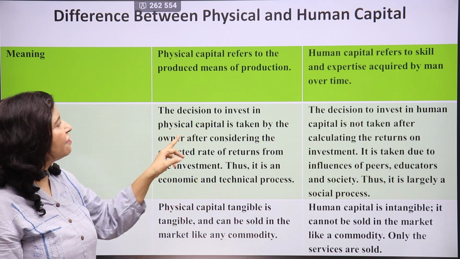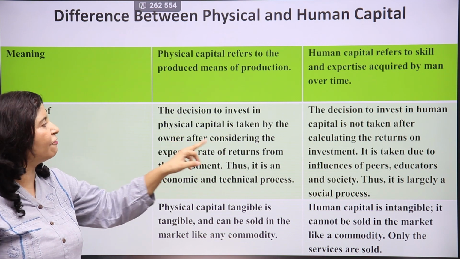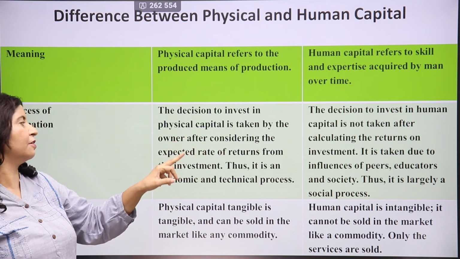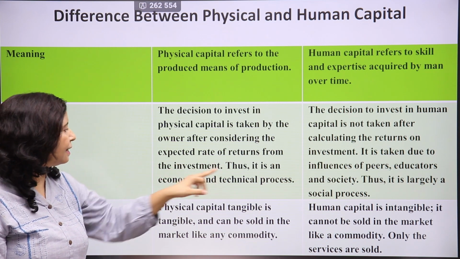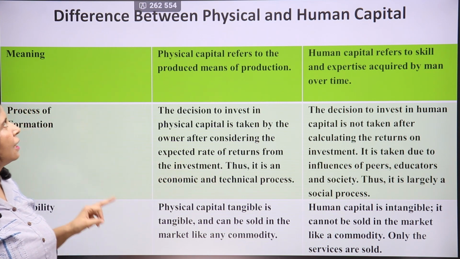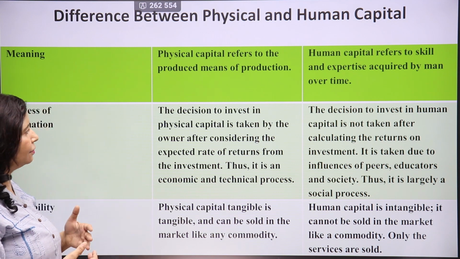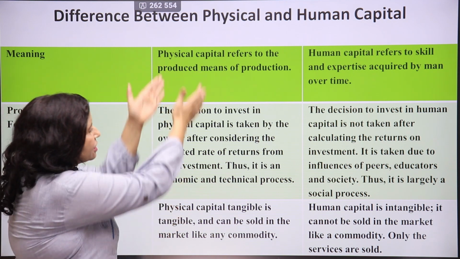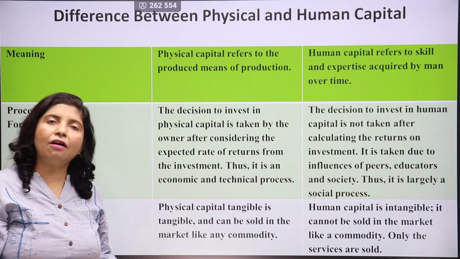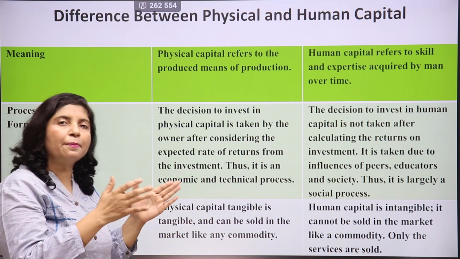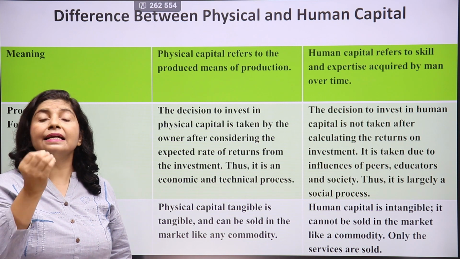The decision to invest in physical capital is taken by the owner after considering the expected rate of returns from the investment. Thus, it is an economic and technical process. Here, you can understand that physical capital is invested or used for any production by considering its rate of return.